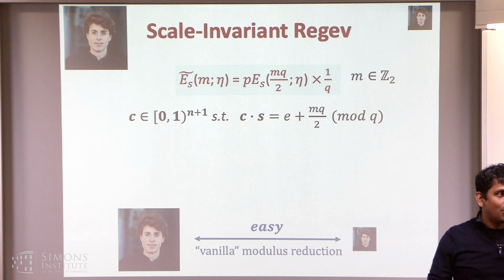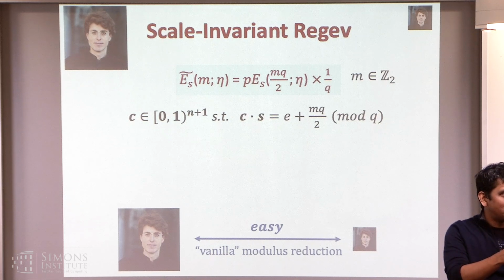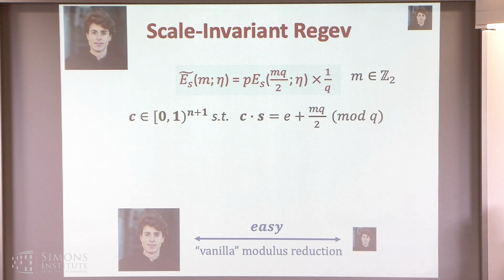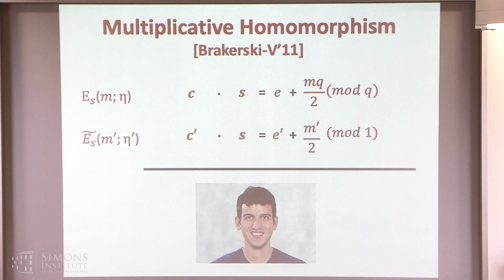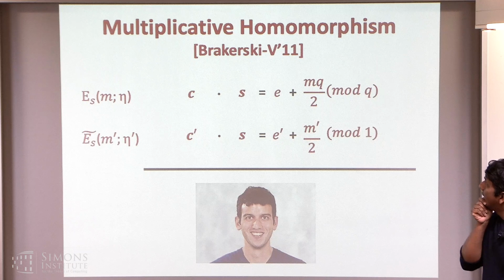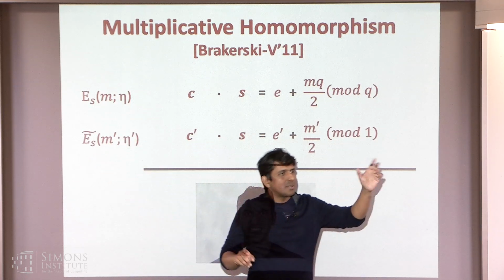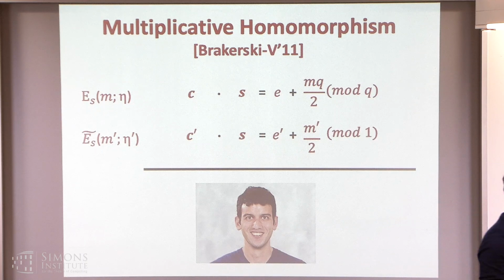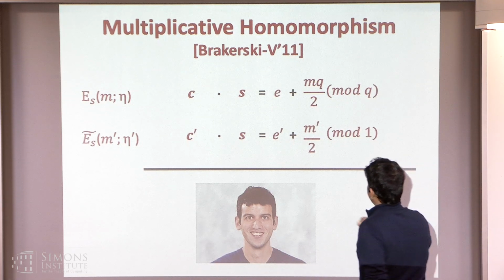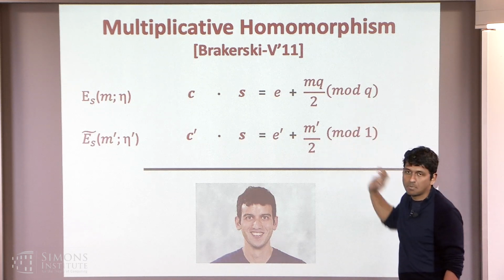Now it's time to put them together to get homomorphic multiplication. Shall we do it? So I take two ciphertexts, an encryption of M and an encryption of M prime. One of these encryptions I'm going to think of as the Regev encryption, and the other as a modulus-reduced or scale-invariant Regev encryption. As we saw, we can go back and forth, so no problem. So this is mod Q and this is mod 1.